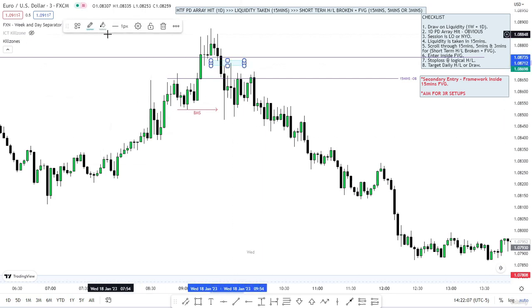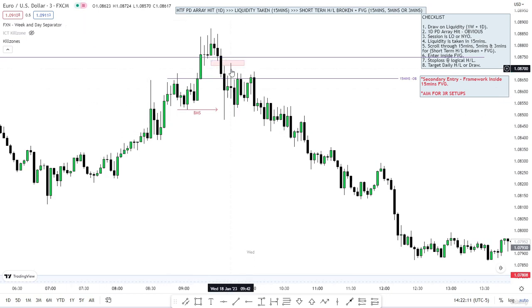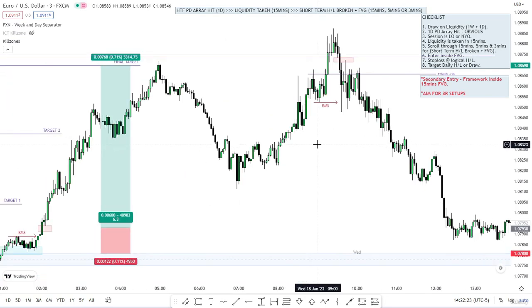This is a 3 minutes. Look at this. This is your entry, 9:42. So it broke structure at 9:36, then came back. So that is it, guys. That is it.